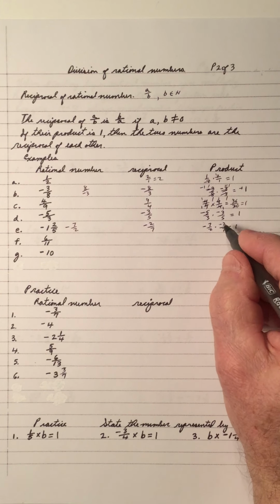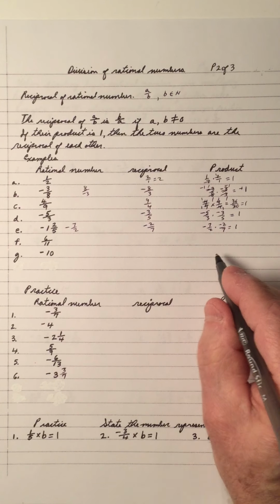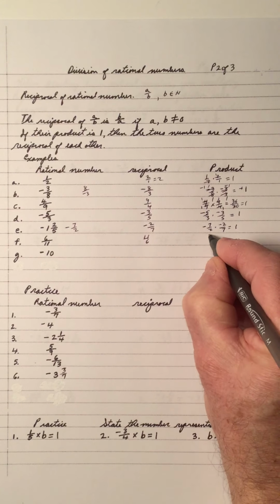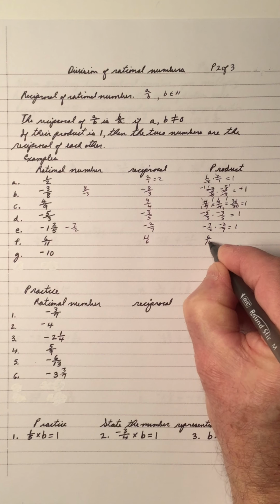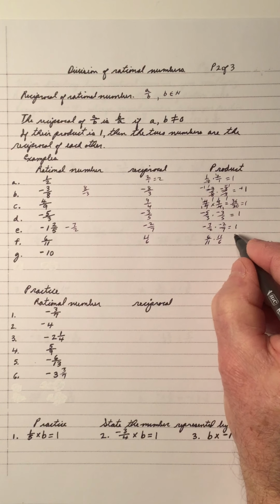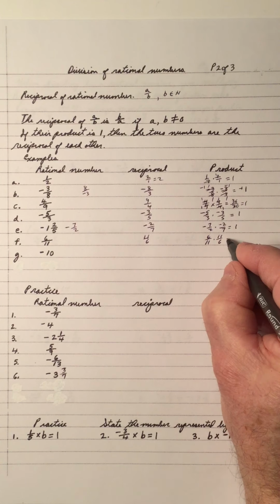You know what I'm doing, so I'm not going to work out all the cancellations. The reciprocal of 6 over 11 is 11 over 6. So 6 over 11 times 11 over 6 gives you 66 over 66, which is 1, or you can cancel, and you'll get 1.